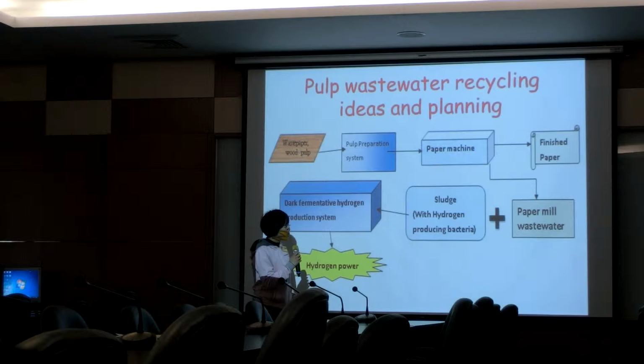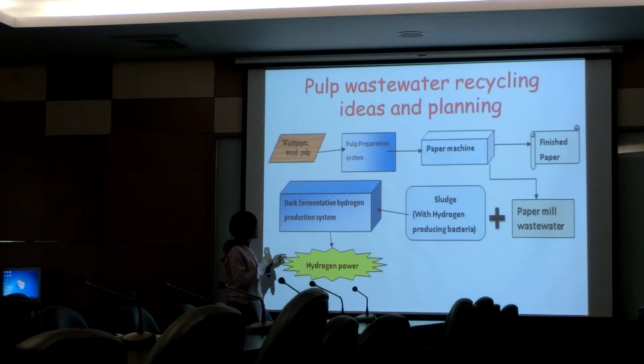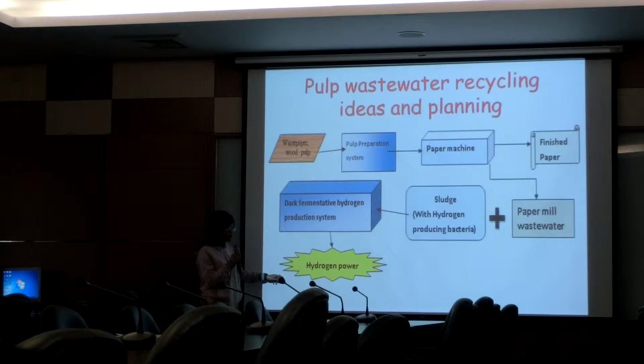If we can use paper mill wastewater and combine it with sludge, which has hydrogen producing bacteria in it, and after the dark fermentative hydrogen production system, we can get hydrogen power. So not only can we decrease the use of fossil fuels, but we can also reduce the sewage damage.